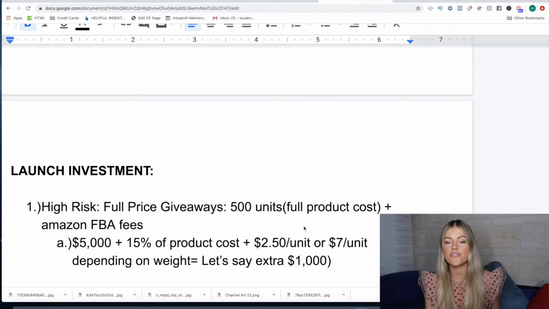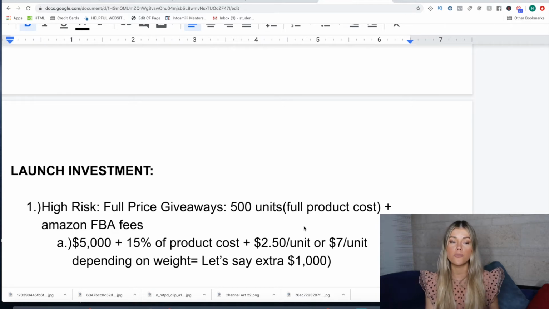So you're going to give away 500 units, which is the full product cost that you already paid, which was $5,000. Remember earlier we said $10,000, so 500 units is $5,000, since 1,000 units was $10,000. But on top of that, you also have to pay for FBA fees. So you already paid a part of the launch strategy, the $5,000 earlier. So that's already taken care of.